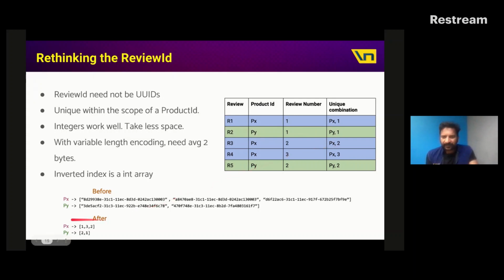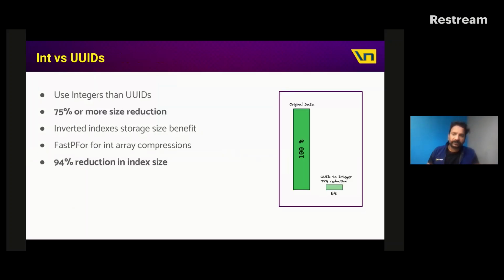So if you look at the inverted index as an array, before PX used to have these 3 UUIDs, and then PY used to have these 3 UUIDs. So the index used to be this big. Right now, the index is just an array of integers, right? And it's much smaller also. Right? Now, when you think about storing these integers in variable length encoding, they require even lesser space.